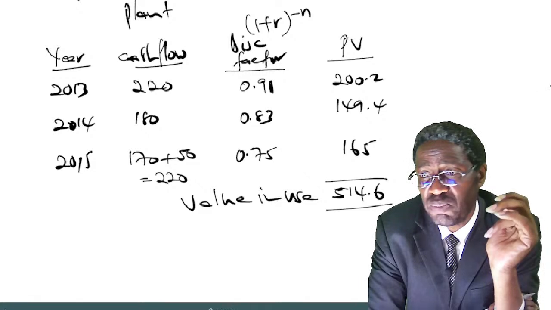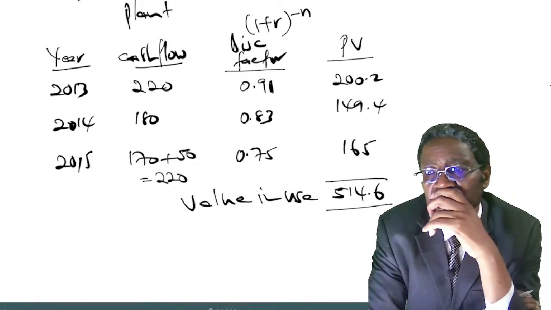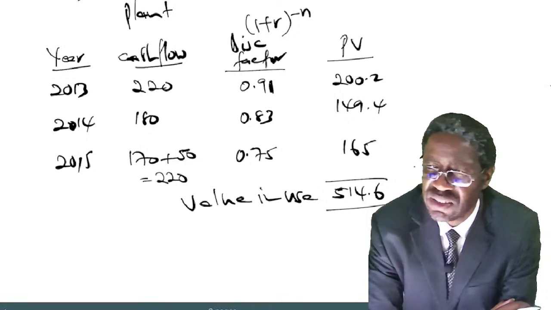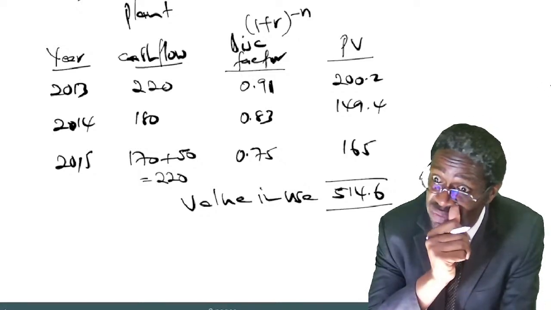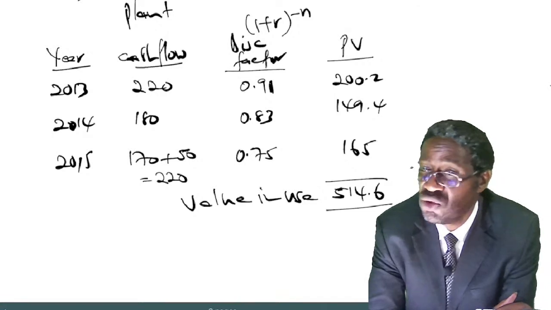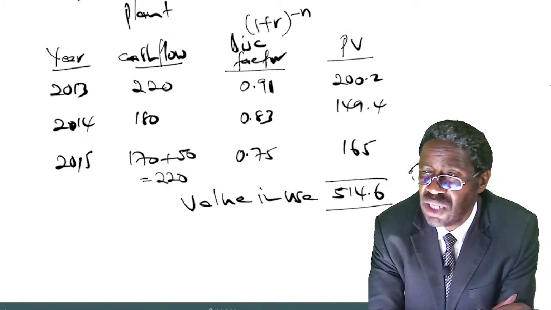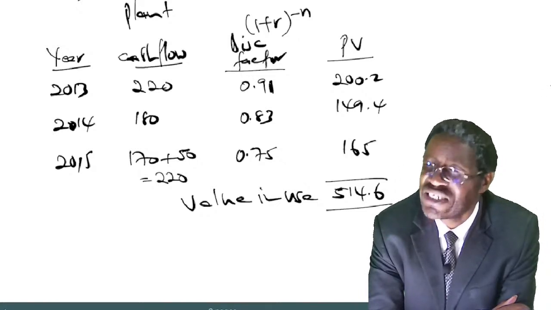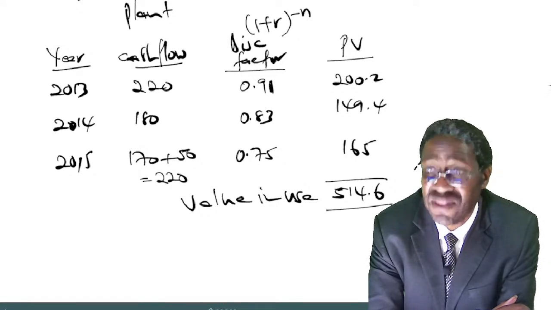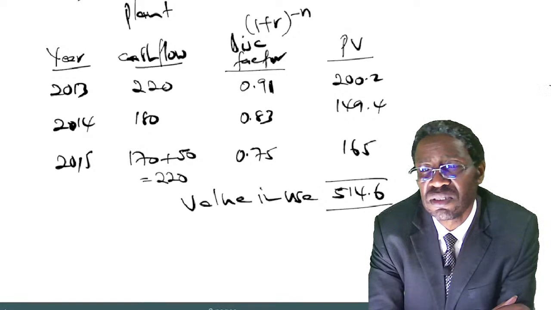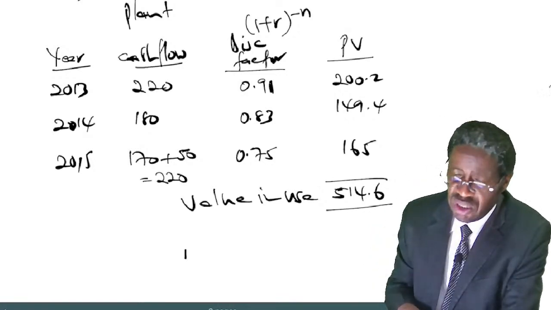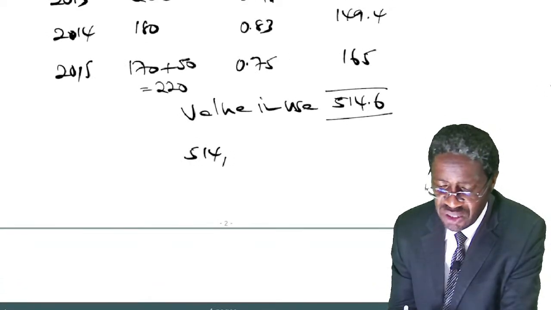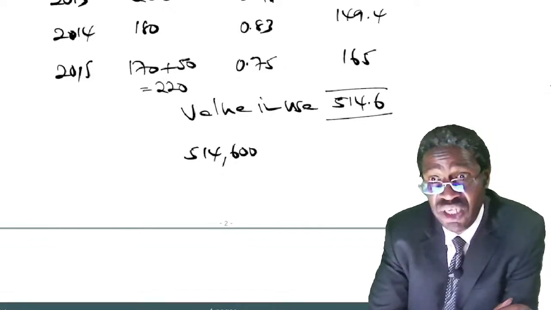After you're through with the copying, put down this information. Say this: since the plant does not have a net realizable value, then its value in use, shillings 514,600. Its value in use is 514,600.